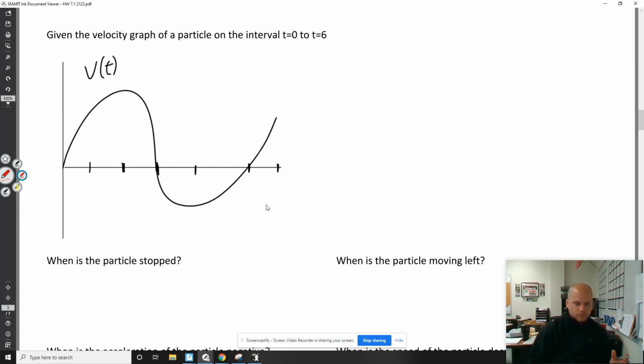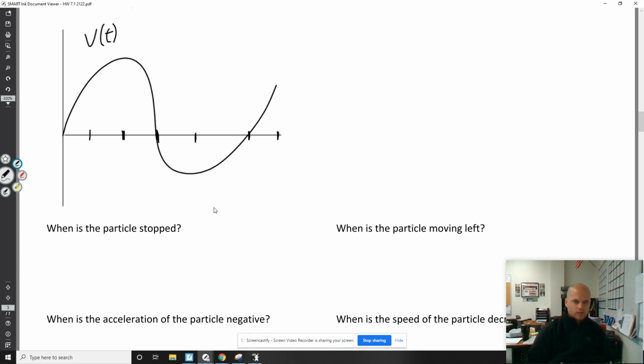Two ways to do this. Okay, first thing is, when is the particle stopped? And I'm going to do this without doing the sign analysis yet. I'm going to do this using the charts first, and then I'll show you the same way with the sign analysis. The particle is stopped when my velocity is equal to 0. Okay, great. That's easy to do.